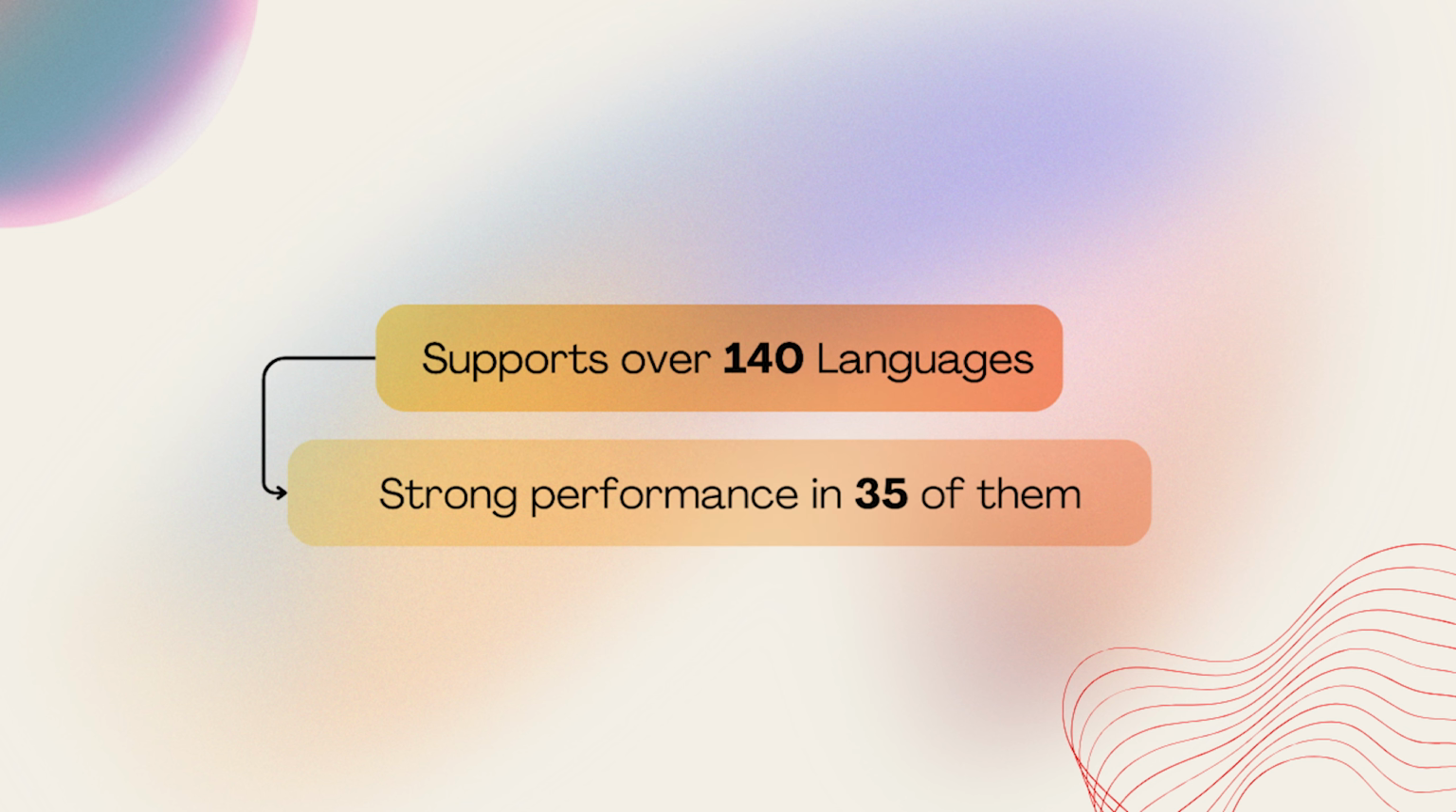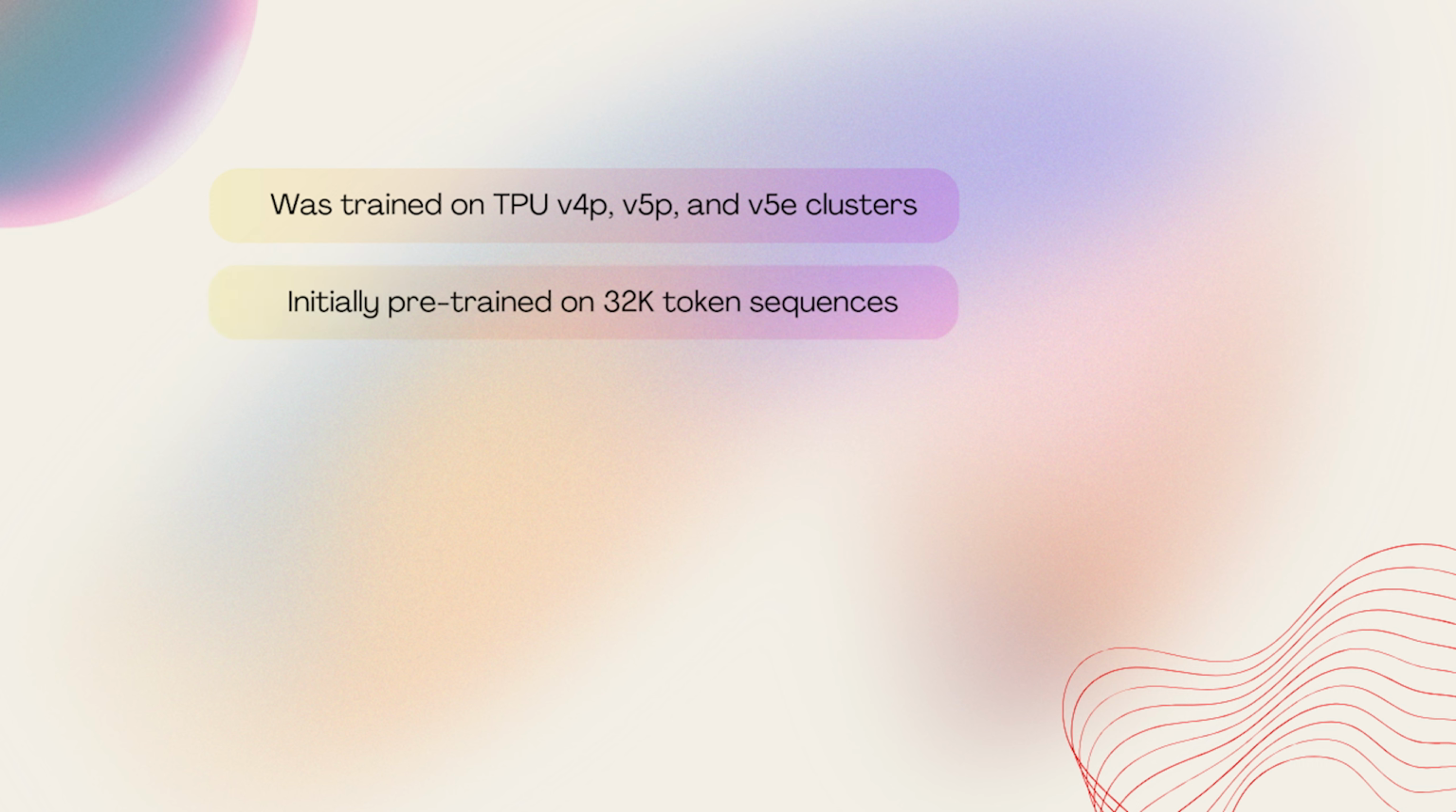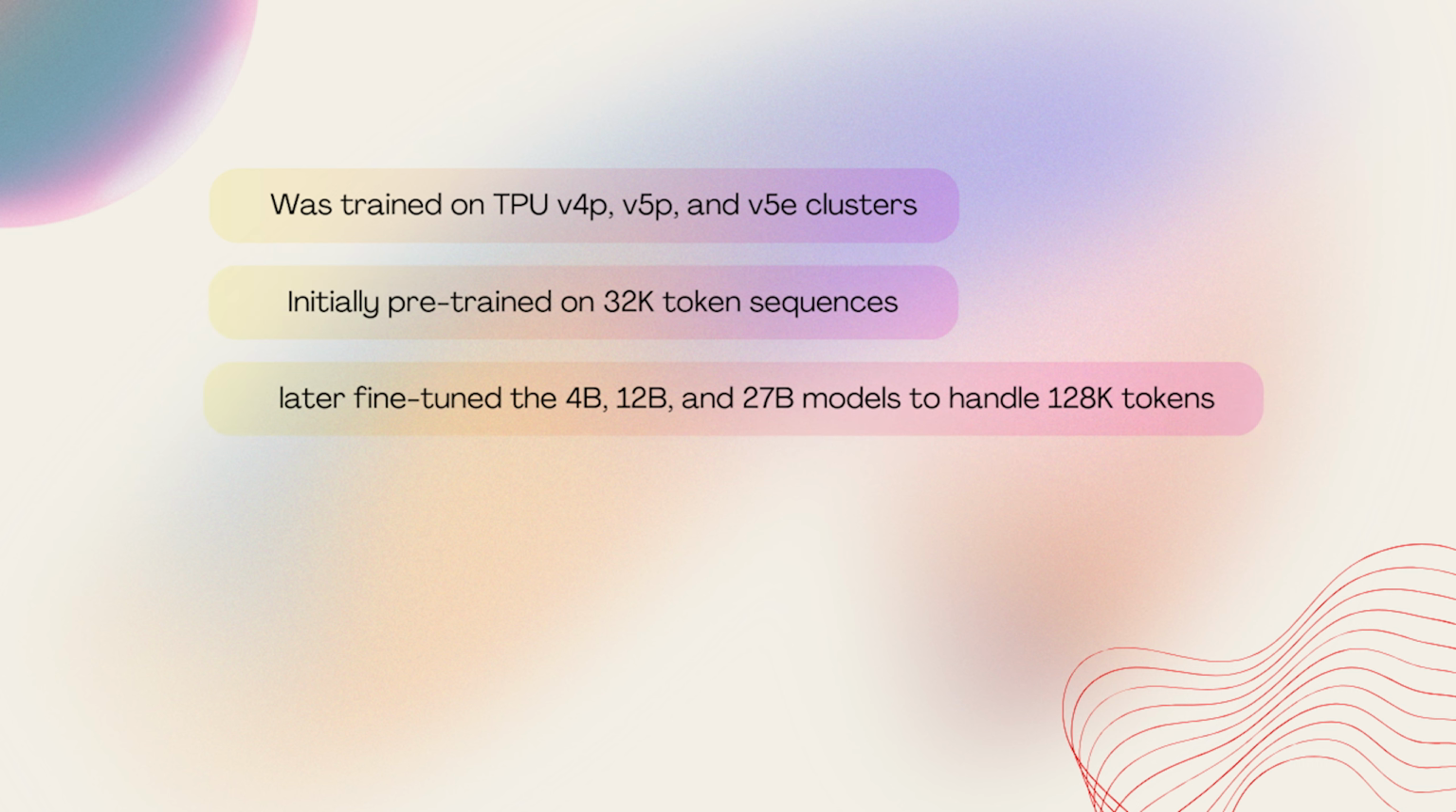A major challenge in large AI models is balancing performance and efficiency. Gemma 3 was trained on TPU v4p, v5p, and v5e clusters, using an innovative method to extend its context length. Initially pre-trained on 32K token sequences, Google later fine-tuned the 4B, 12B, and 27B models to handle 128K tokens. This allowed them to scale the model efficiently without excessive compute costs.